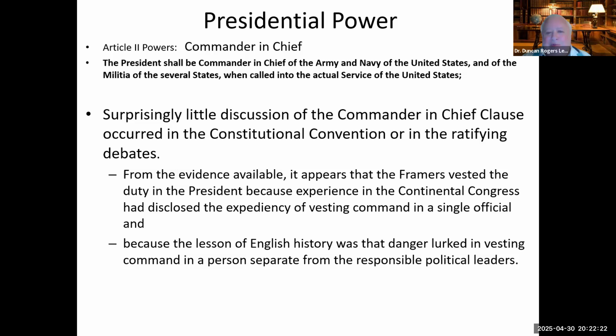From the evidence available, it appears the framers vested the duty in the president because experience in the Continental Congress had disclosed the expediency of vesting command in a single official. What that means is they liked George Washington. They liked the job he did. And also they didn't want the military taking over the place, as I mentioned earlier.